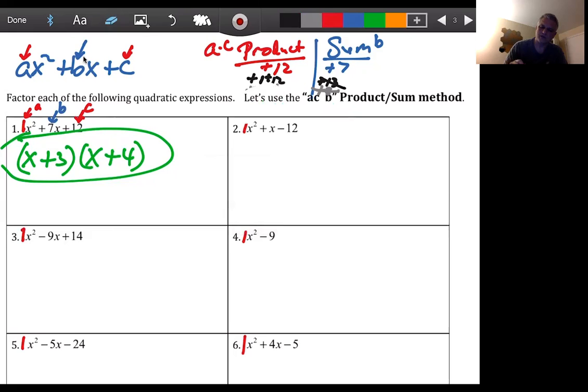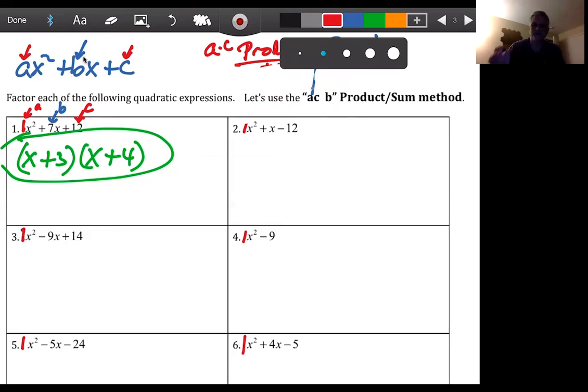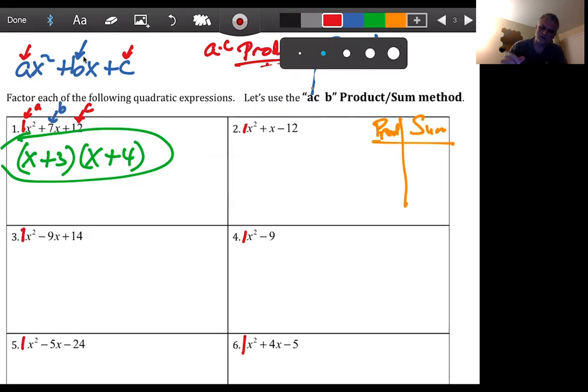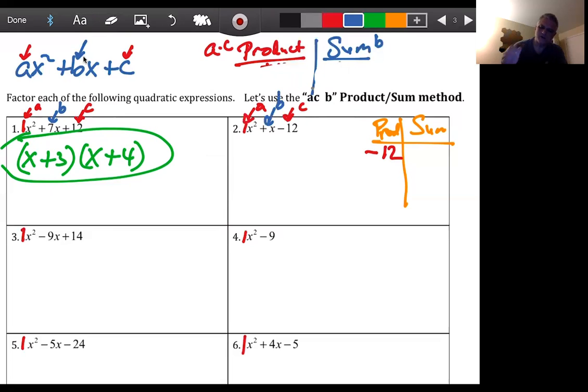Let's do another one, shall we? Okay. Well, we can put it in your box, because you're not going to erase over and over. So let's do it like this here for you. So product, sum. Okay, product, sum. So the product is going to be 1 times negative 12, A times C. So that's going to be minus 12. The sum is going to be positive 1, which is in front of the x. Remember, in visible math, there's a plus 1 in front of the x.